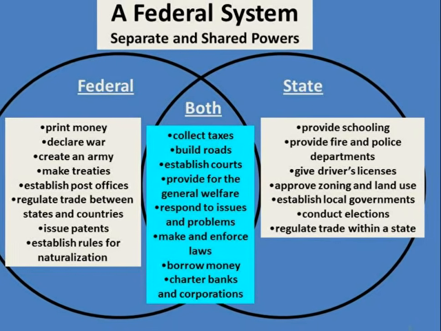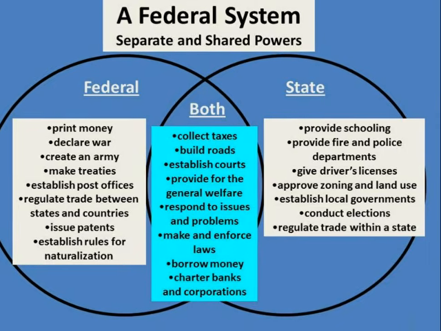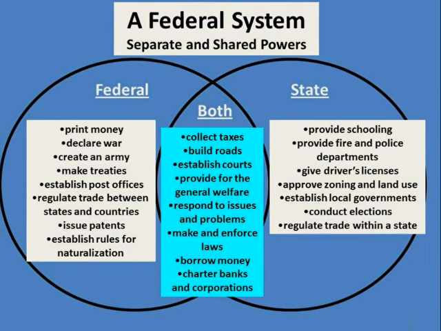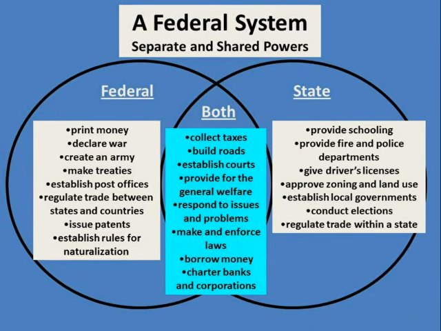States also give driver's licenses and approve zoning and land use. Zoning and land use means the government decides what types of buildings you can build and how you may use them.